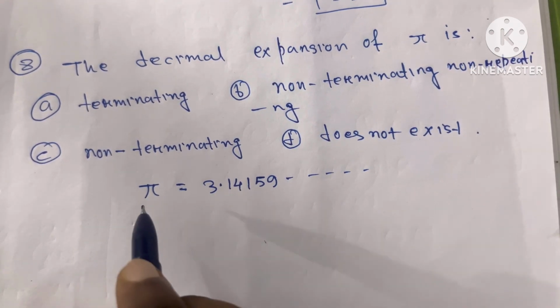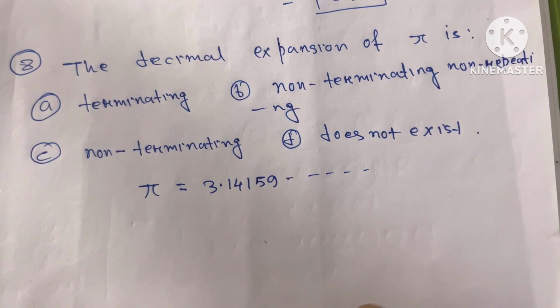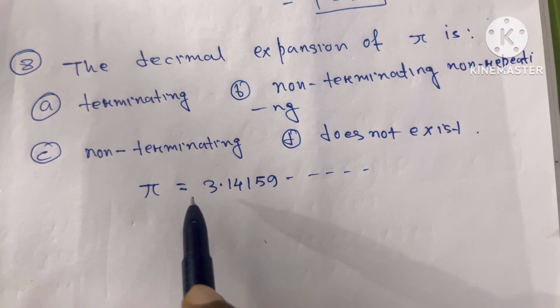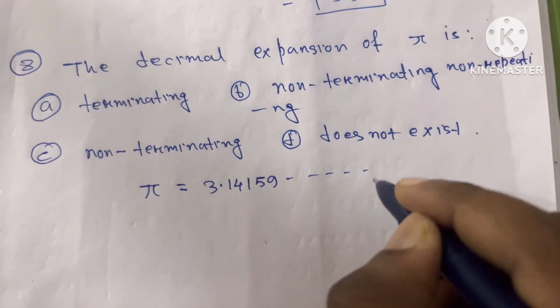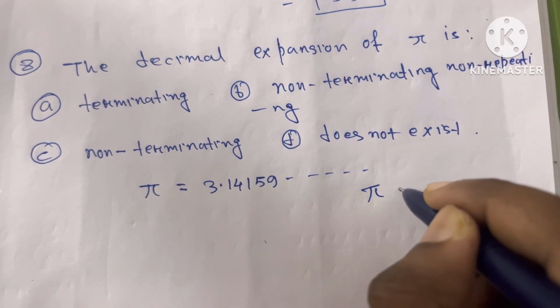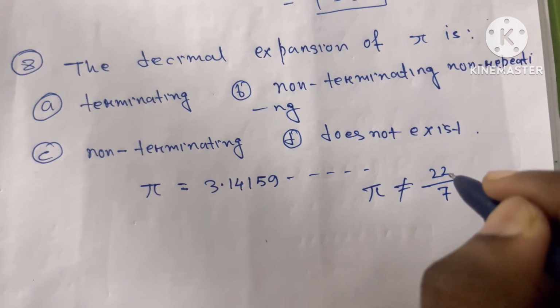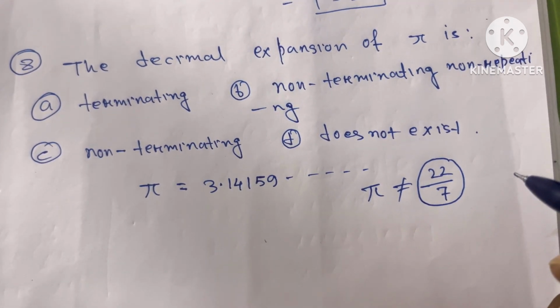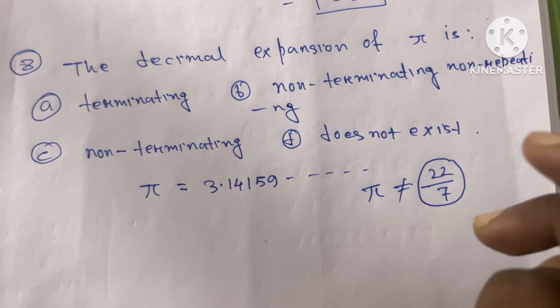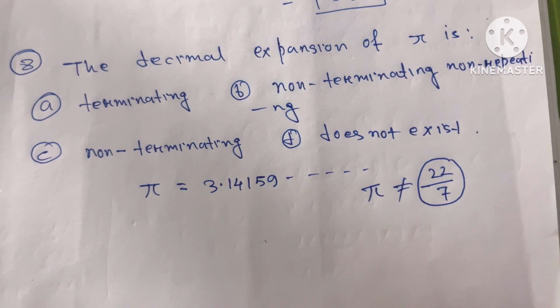The decimal expansion of pi is 3.14159... So the decimal expansion will be non-terminating, non-repeating. Always remember, the actual value of pi is not equal to 22 by 7, okay? To easily calculate the area and perimeter of a circle, mathematicians generally use pi equal to 22 by 7. This is not the actual value of pi, yes or no?